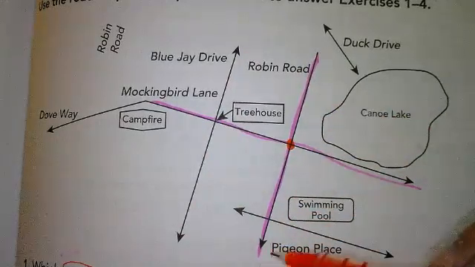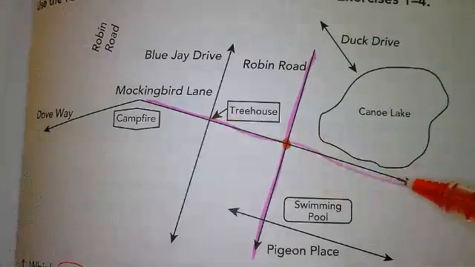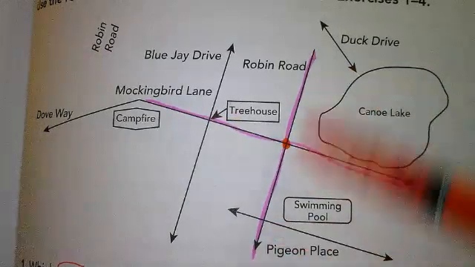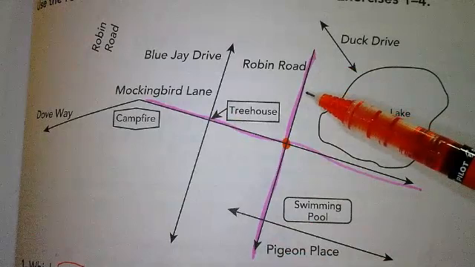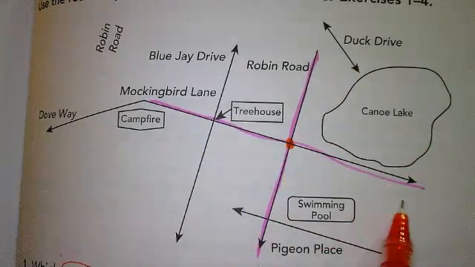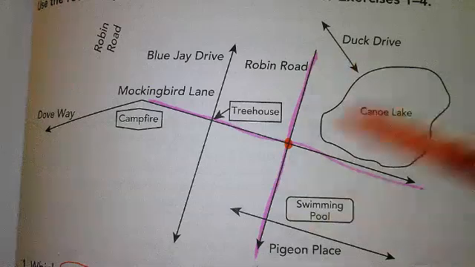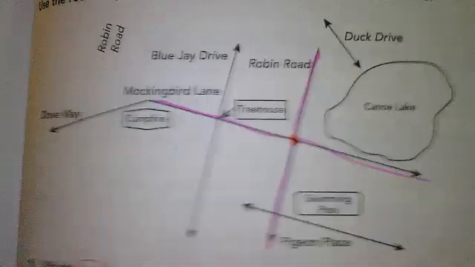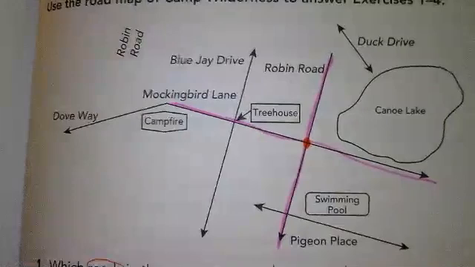Okay? I highlighted Mockingbird Lane because it was perpendicular to Robin Road. But no, Robin Road. Mockingbird Lane was perpendicular to Robin Road. But we're still working. Vincent, I read the problem that says which roads in the camp appear to be perpendicular to Robin Road.